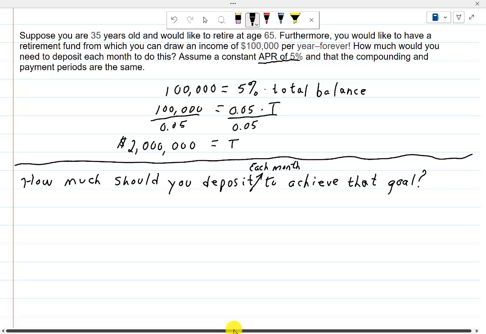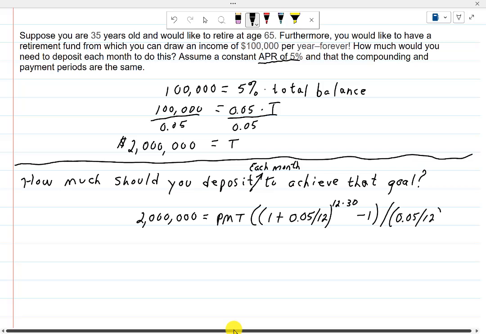I need $2 million to be in the account at the end of my 30 years of working. Now, the APR here is 5%. So we have 0.05 divided by 12, and that's raised to the 12 times 30 power. They worked for 30 years, starting at 35 and retiring at 65. Minus 1 and the parenthesis, start a new parenthesis, 0.05 divided by 12.